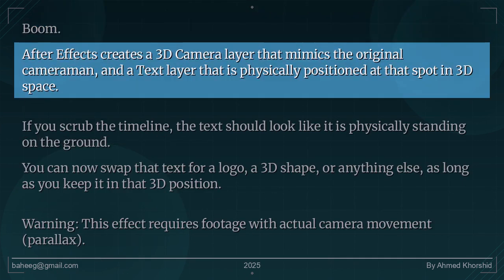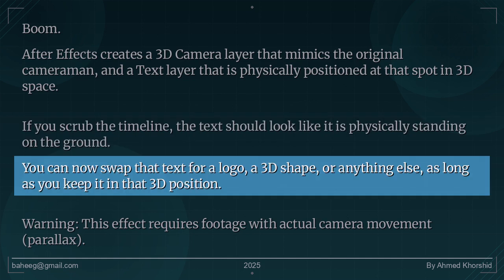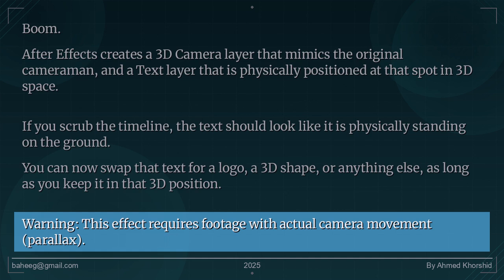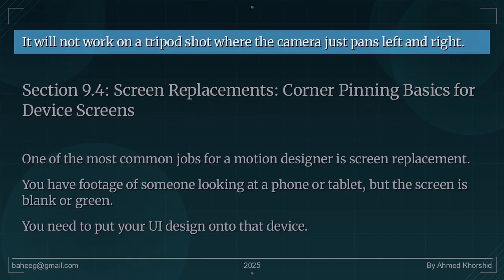Boom! After Effects creates a 3D camera layer that mimics the original cameraman, and a text layer that is physically positioned at that spot in 3D space. If you scrub the timeline, the text should look like it is physically standing on the ground. You can now swap that text for a logo, a 3D shape, or anything else, as long as you keep it in that 3D position. Warning: this effect requires footage with actual camera movement, parallax. It will not work on a tripod shot where the camera just pans left and right.